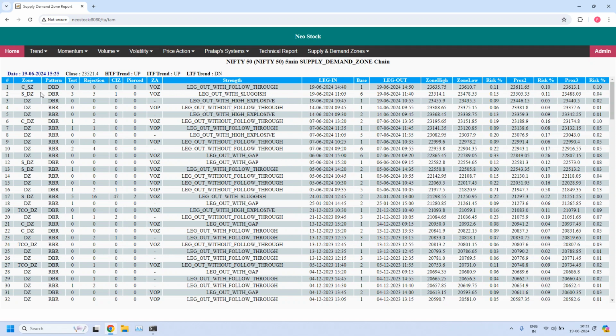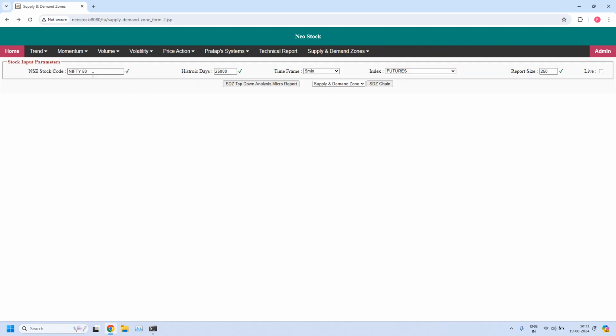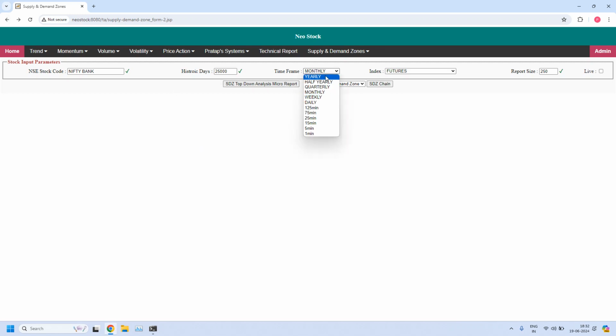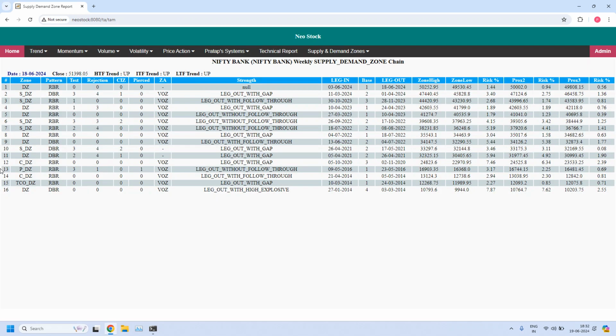Now let me generate the supply demand zone chain for Bank Nifty. So Nifty Bank. And let me generate from the monthly time frame, the supply demand zone chain for the monthly time frame for Bank Nifty. So you can refer to these zones. So let me go back. For Bank Nifty, I'm changing the time frame to weekly. Let me generate the weekly supply demand zone chain. So this is the weekly chain.